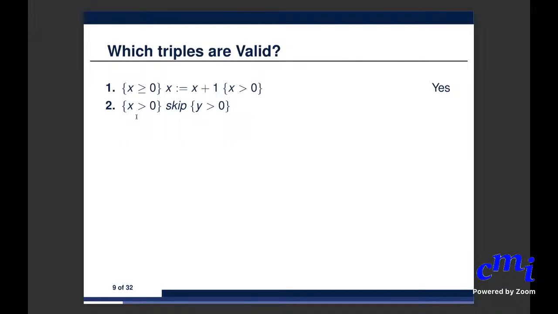So is this true? No, sir. Why? In the precondition we are just limiting x, but we are not saying anything about y. The precondition is not constraining y at all. So it includes the case where y can be negative as well. And then since skip does not do anything, this is not true.